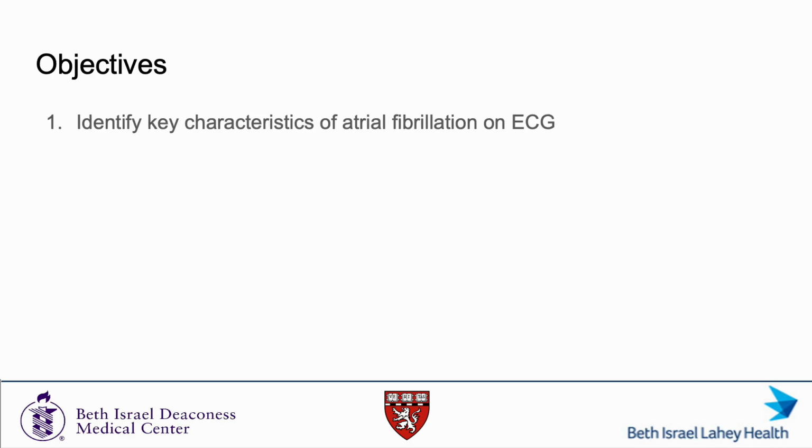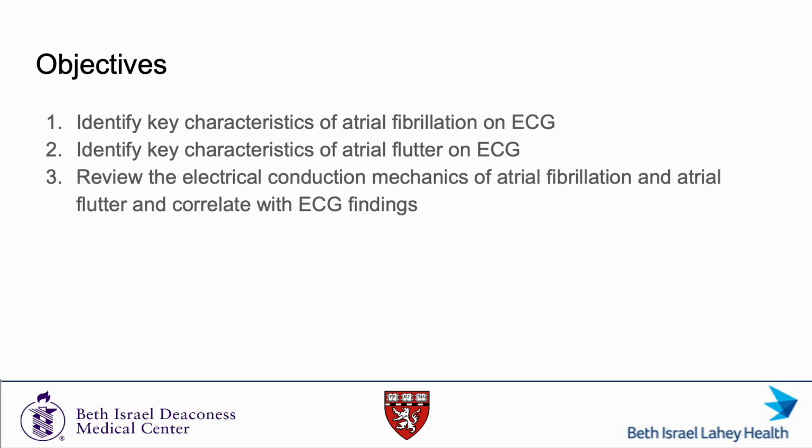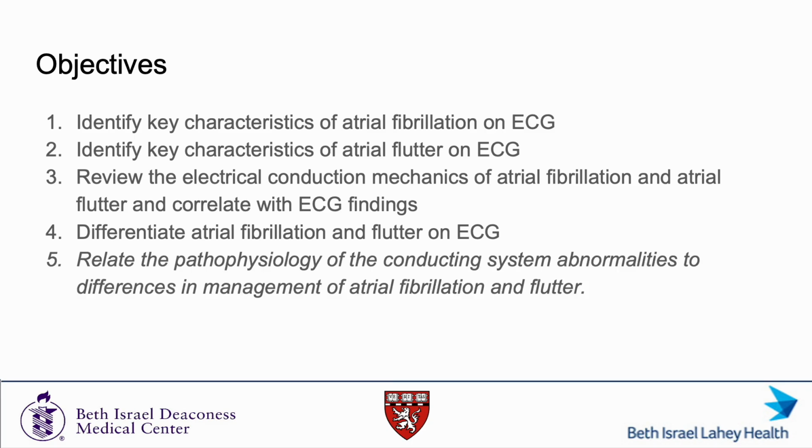First, we're going to identify key characteristics of atrial fibrillation on EKG. We're going to identify key characteristics of atrial flutter on EKG. We're going to review the electrical conduction mechanics of atrial fibrillation and atrial flutter and correlate with EKG findings. And then we're going to differentiate atrial fibrillation and flutter on EKG. And then as a bonus, we're going to relate the pathophysiology of the conducting system abnormalities seen in these conditions to differences in management of atrial fibrillation and flutter.